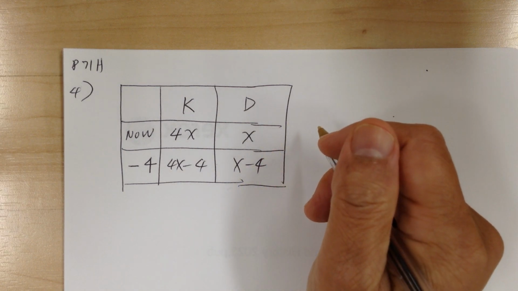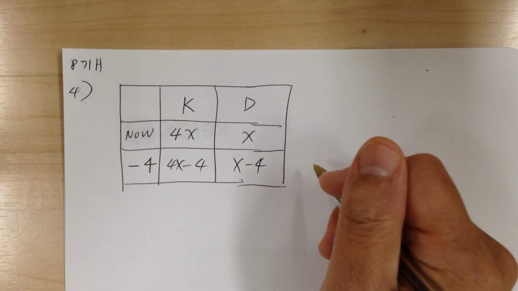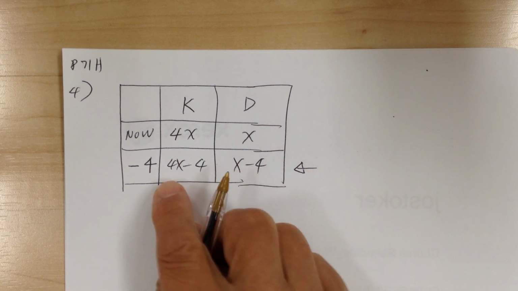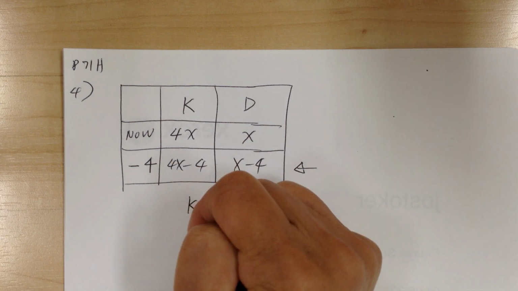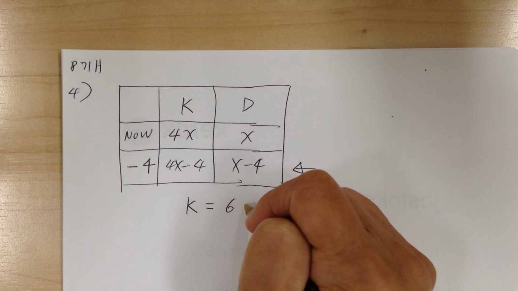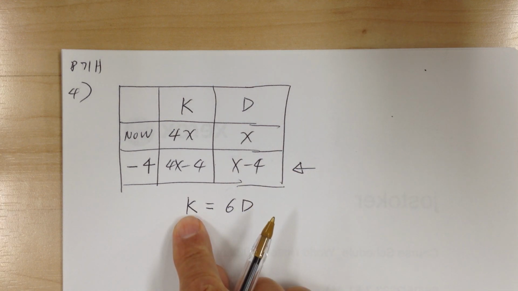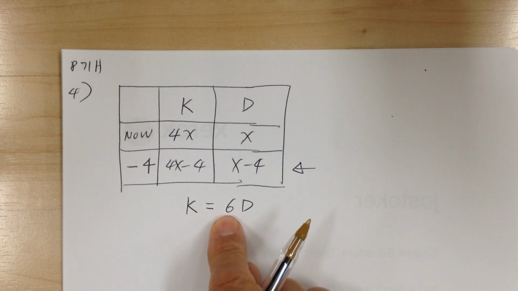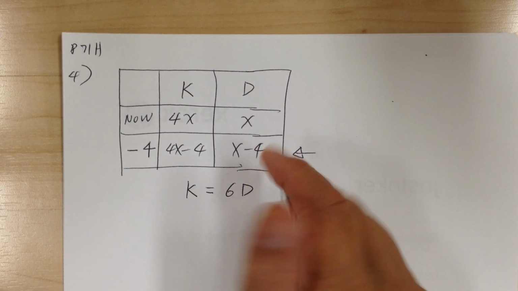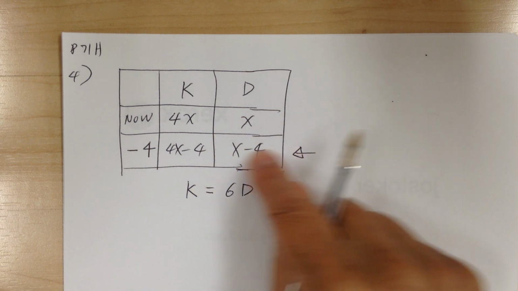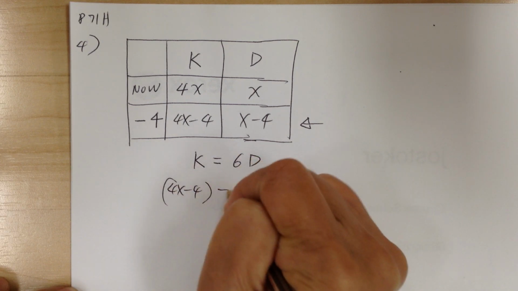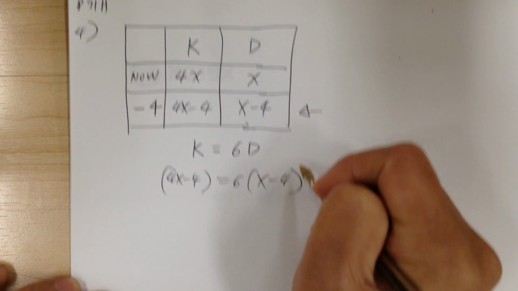Now the second sentence tells you which row you have to use to substitute. It's 4 years ago, that means this is the one you have to substitute. So 4 years ago, he, Mr. King, was 6 times as old as the daughter. Again, it tells you that this is for 6 years, this is for 4 years ago. So you have to use this to substitute. So you got 4x minus 4 equal to 6 times x minus 4.